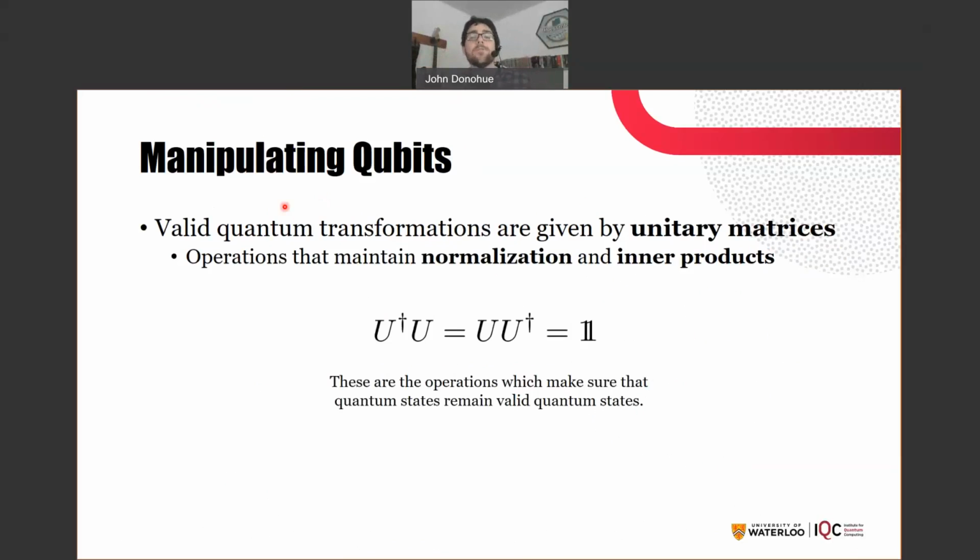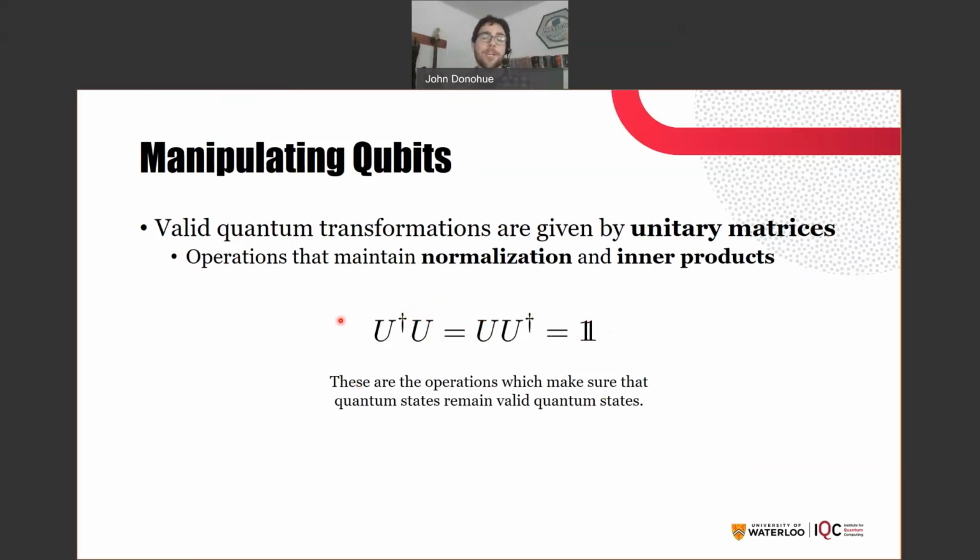So valid quantum transformations are given by unitary matrices. These are operations that maintain normalization and maintain inner products. So this is the condition we have for a matrix to be unitary. These U's each correspond to a matrix. And remember that this dagger corresponds to the conjugate transpose. The condition is that U dagger U is equal to U U dagger is equal to the identity matrix. This little weird one that we hacked into with LaTeX is meant to be the identity matrix.